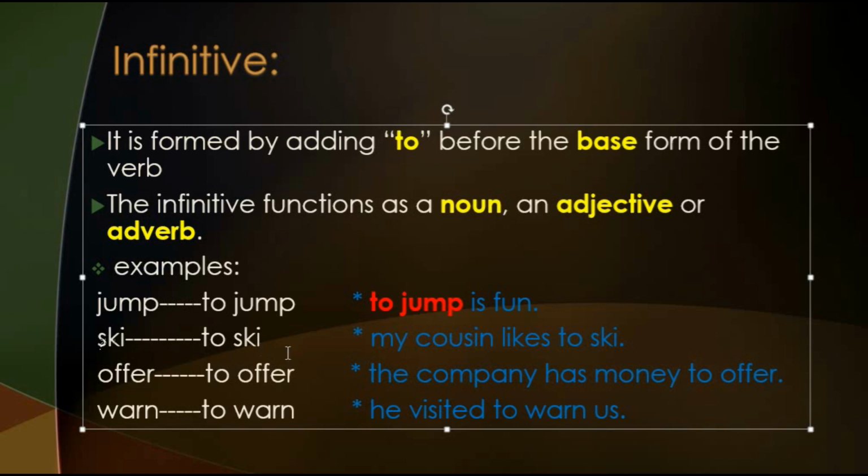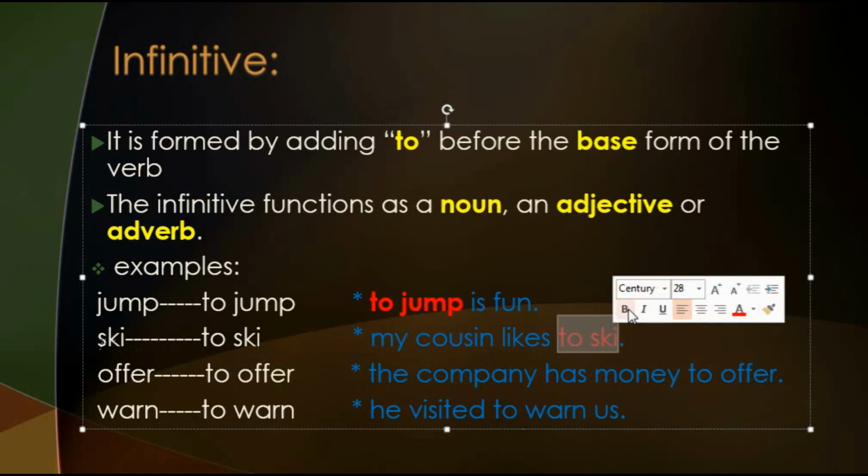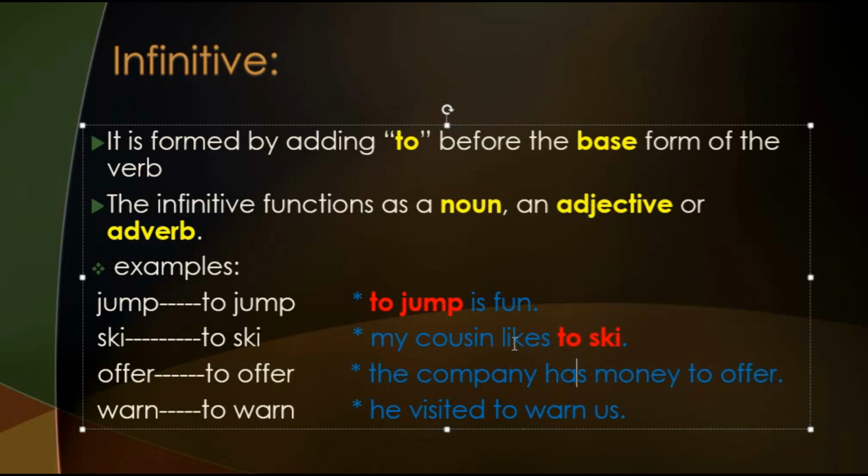So ski, to ski, right? My cousin likes to ski. So in this case, my cousin likes something because it has come after the verb directly. It's a direct object of the verb like, right? So in this case, it's also a noun, but it functions as the object of the verb like.